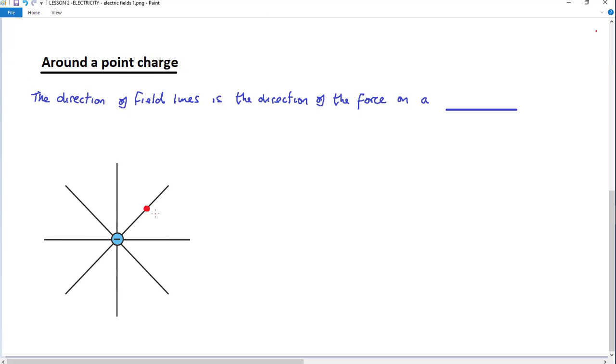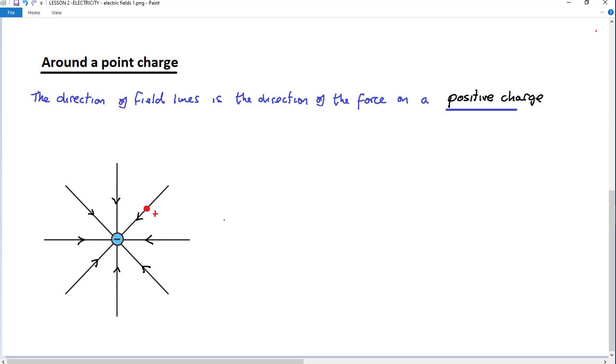Imagine you take a positive charge and you place that on one of the field lines, and then you ask yourself the question, in what direction will that positive charge move in this situation? Well, you know that positive and negatives attract, so we know that the positive charge will move in this direction, and that is the direction of the field. So we can say the direction of the field lines is the direction of the force on a positive charge. And we can complete the diagram by including the arrows. In this case the field lines will be pointing towards the negative charge.